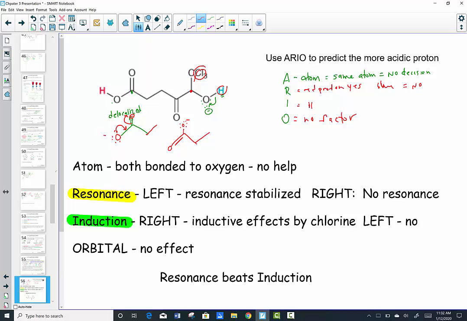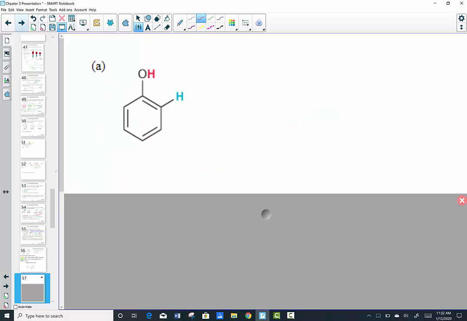the atom, make that your first decision. The red proton is attached to an oxygen, right? The blue proton is attached to a carbon. A is the very first decision. Can we make a decision right now? A, attached to oxygen or attached to carbon? Well, the answer is absolutely oxygen. I can automatically make my decision right here. That's the more acidic proton.